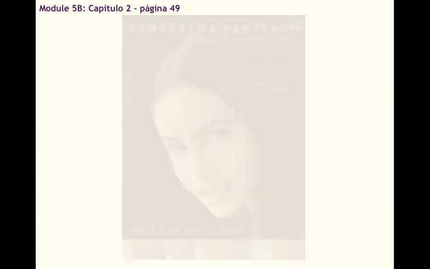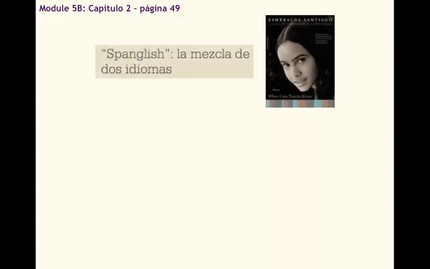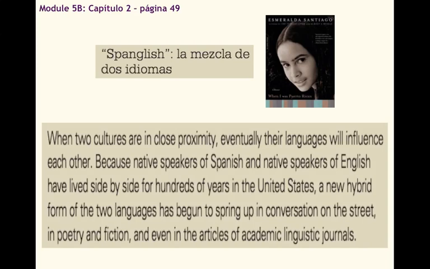We have an author who's noted here. And this would be a Latina en los Estados Unidos. When two cultures are in close proximity, eventually their languages will influence each other. Because native speakers of Spanish and native speakers of English have lived side by side for hundreds of years in the United States, a new hybrid form of the two languages has begun to spring up in conversation on the street, in poetry and fiction, and even in the articles of academic linguistic journals.